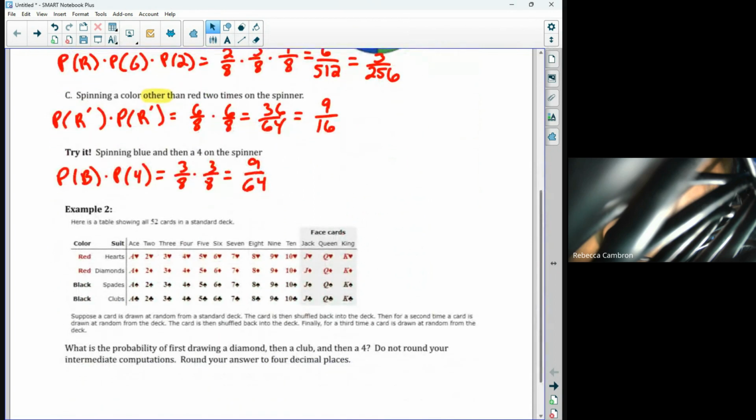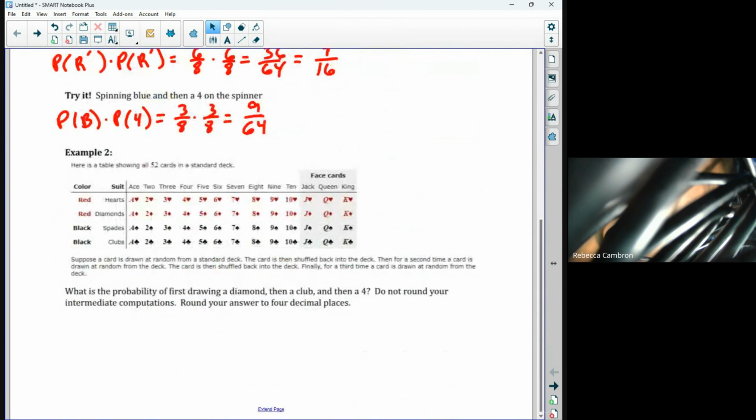Here are cards again. Again, you're not going to have to memorize this. I'm either going to give you this, or in Alex, it usually shows it to you. It says, what is the probability of first drawing a diamond, then a club, and then a 4. So I have 3 things to multiply: probability of a diamond, probability of a club, and the probability of a 4.